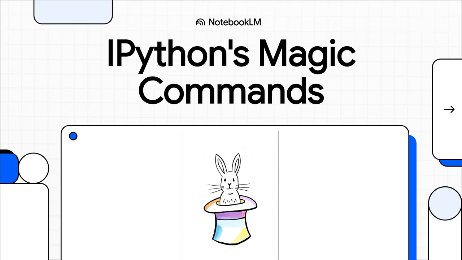If you spend any time at all working in Python's interactive shell, you know it's super useful. But let's be honest, it can also feel a little clumsy sometimes. So what if I told you there's a hidden toolkit, a set of secret superpowers that could completely change how you code? Well, today, we're pulling back the curtain on IPython's magic commands.